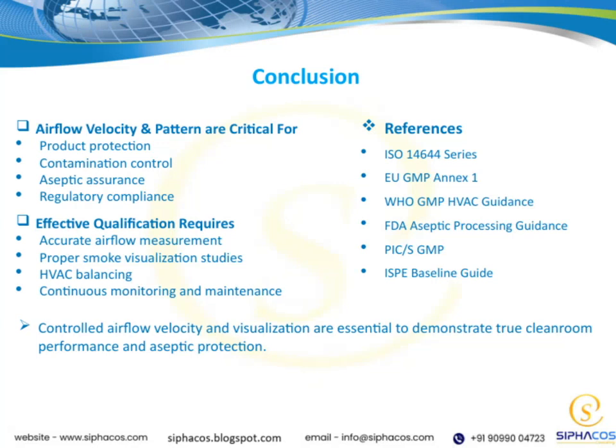To truly prove a cleanroom's performance and ensure aseptic protection, controlling airflow velocity and visualizing its pattern are absolutely essential. This isn't just about good practice. It's about meeting strict standards from organizations like ISO, the FDA, and WHO. Airflow velocity and pattern play a critical role in protecting products, controlling contamination, and assuring aseptic conditions. To qualify a cleanroom effectively, we need precise airflow measurements, proper smoke studies, careful HVAC balancing, and ongoing monitoring and maintenance. This is how we keep everything safe and compliant.